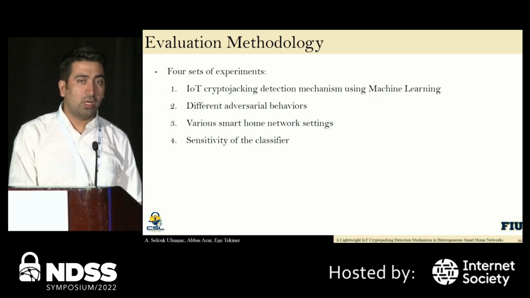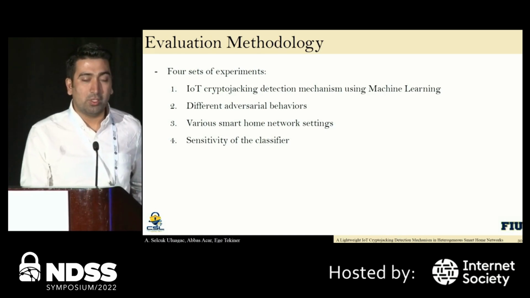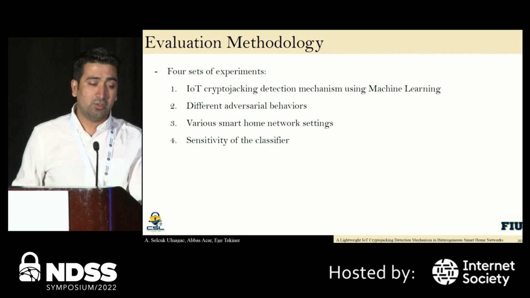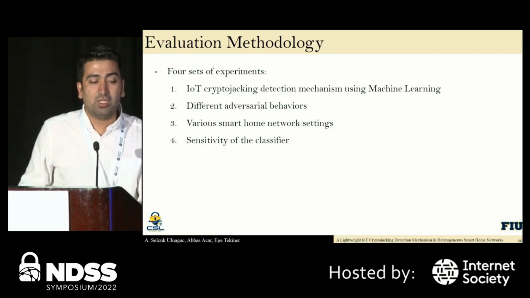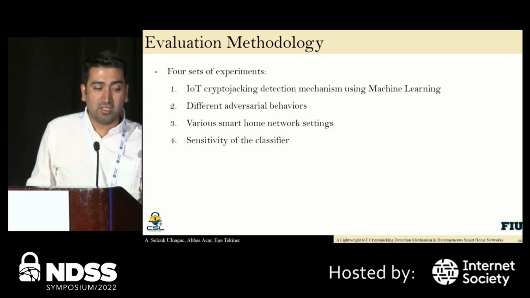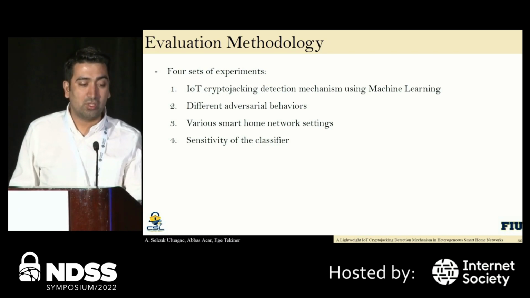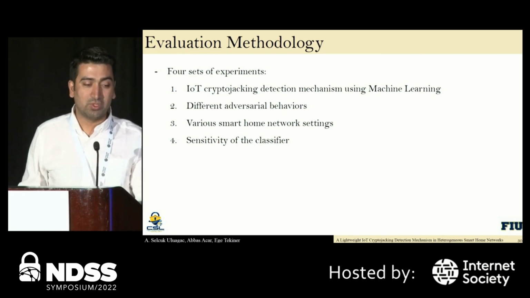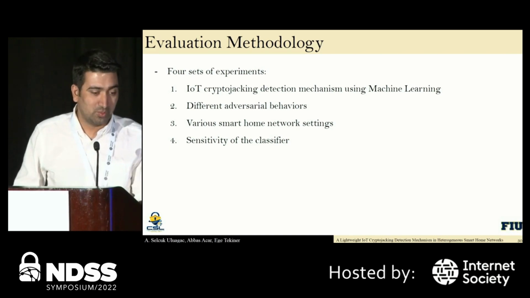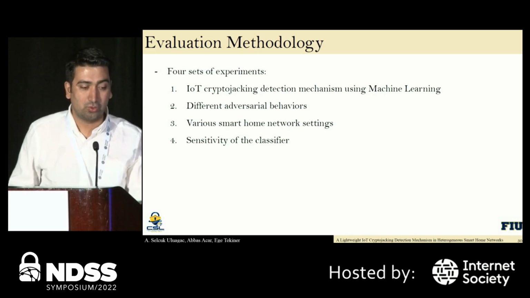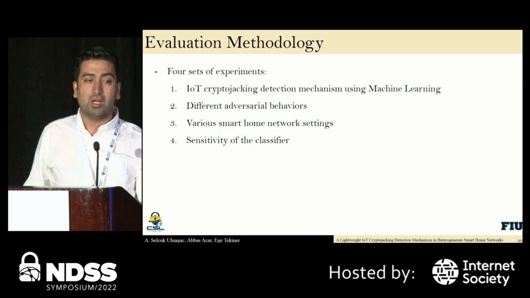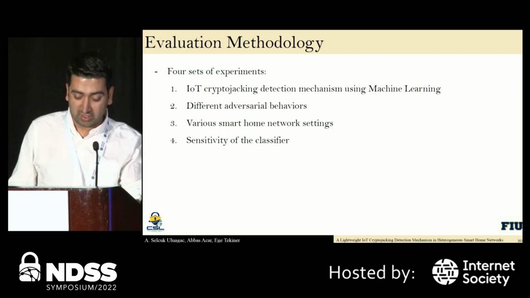And when we come to our overall evaluation, we designed a first set of experiments. In the first experiment, we wanted to design an IoT cryptojacking detection mechanism using machine learning. Then in the second set of experiments, we wanted to assess the different adversarial behaviors. In the third experiment set, we designed experiments to assess various smart home network settings. And the fourth one, our goal is to assess the sensitivity of the classifier.